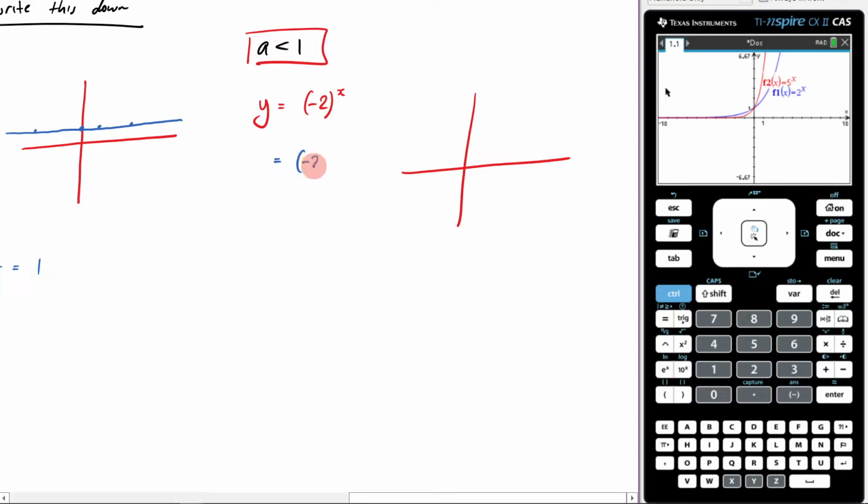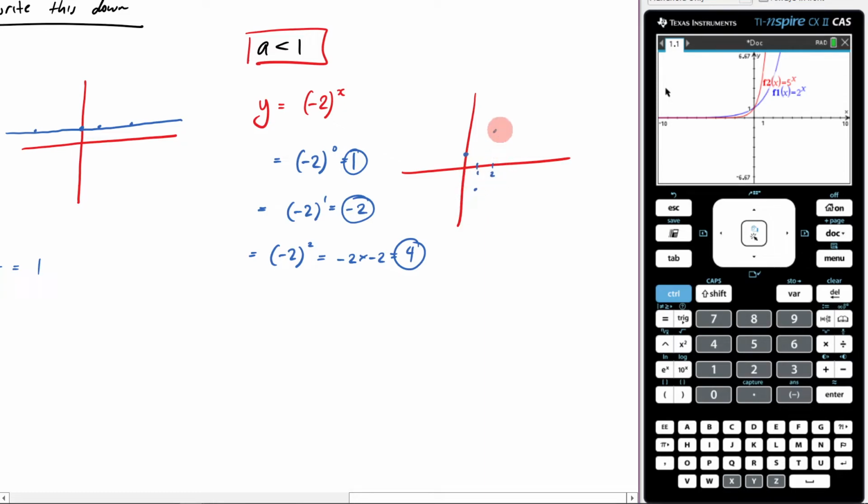What if I was to let x be equal to 0? Well, I'm going to get 1 out. No big surprises there. What if I was to let x be equal to 1? Well, I'm going to get negative 2 out. So when I put 1 in, I get negative 2 out. What if I was to put in 2 into my x spot? Well, do you see how it's negative 2 times negative 2? That's going to be positive 4. So I got 1, negative 2. Now I'm getting positive 4.